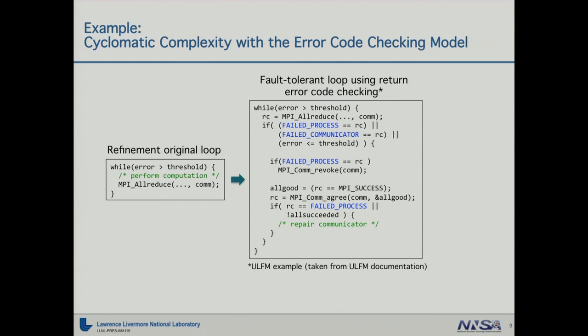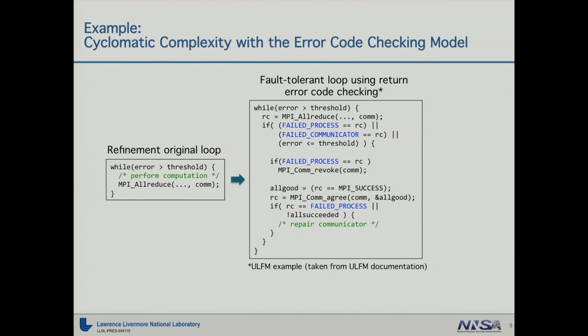So we use this then to measure the complexity of the models that I presented before. Let's take an example using the error code checking, the first approach that I mentioned. Here I have a simple refinement loop, basically using just an MPI call, MPI_Allreduce. Then using the error code checking method, we add fault tolerance to this loop using the ULFM interface. ULFM actually implements the error code checking approach.